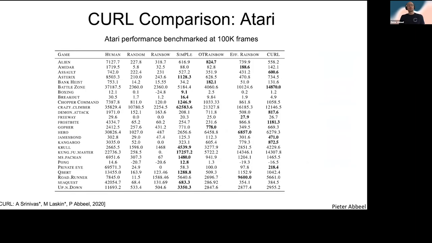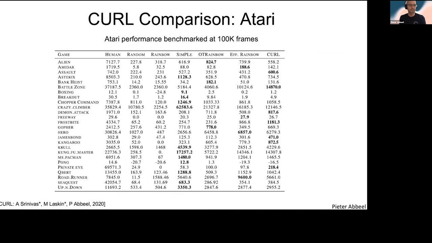We did the same comparison for Atari, which is not a robotics environment, obviously, but it's another standard environment to evaluate these kinds of algorithms in, and there's decision-making there to learn to play a game. The comparison here: first column is human, then random. Human tends to do much better than random. Rainbow is the most effective prior model-free method.